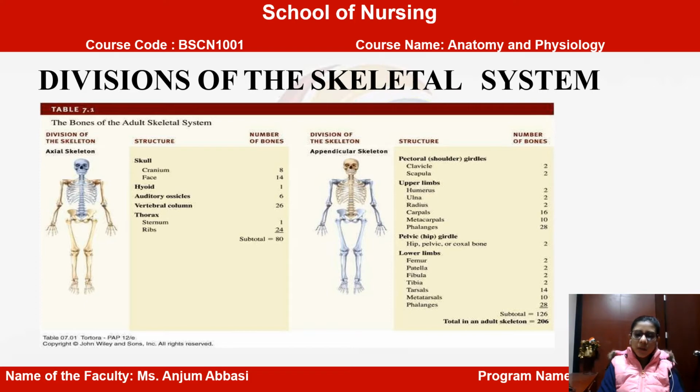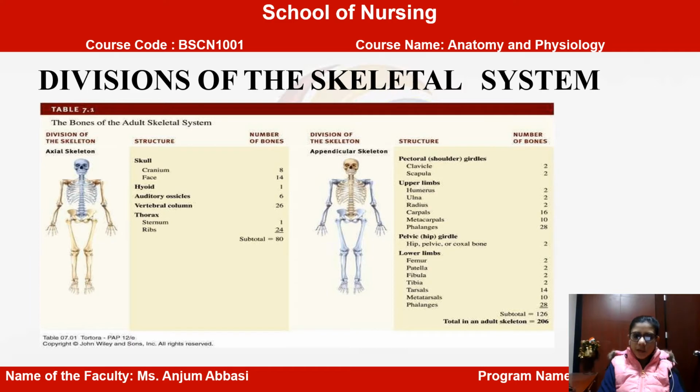Then you come to the upper limbs. In the upper limbs there are two humerus, two ulna, two radius, and 16 carpal bones, because each one has 8. We will be learning all of them together for both sides. So 16 carpal bones and 10 metacarpal bones, 5 for each hand. Then 28 phalanges.